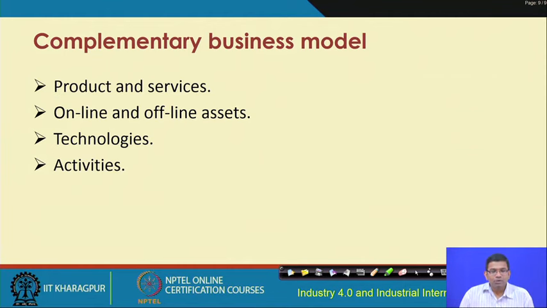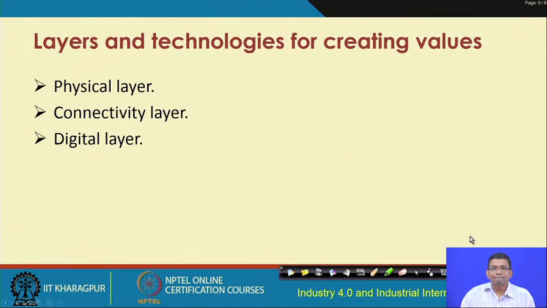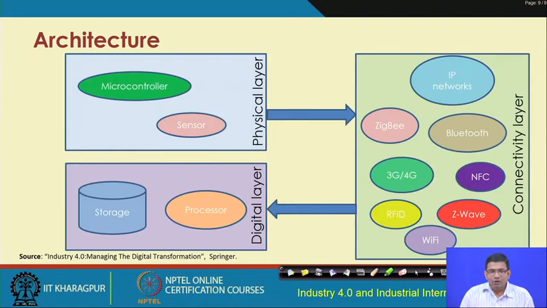Complementary business model talks about things such as the product and services, online and offline assets, technologies, activities, all these different complementary things which are required in order to come up with the smart business model. So, what are the layers and technologies that will help in creating values? Number one is the physical layer, second is the connectivity layer and the third is the digital layer. So, this is the overall architecture that can help in this, and these are the different components in it.